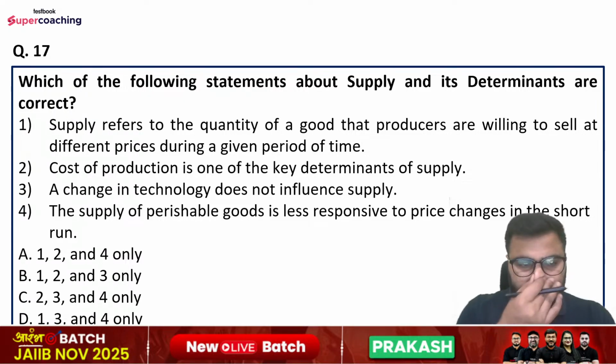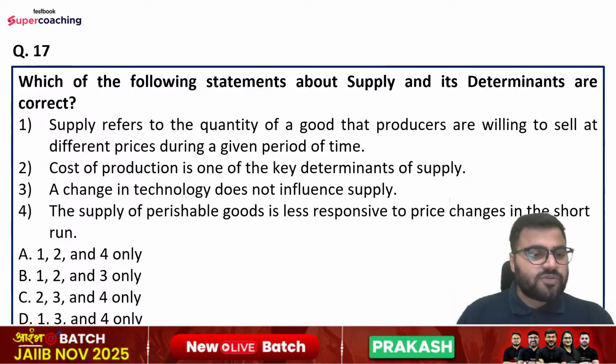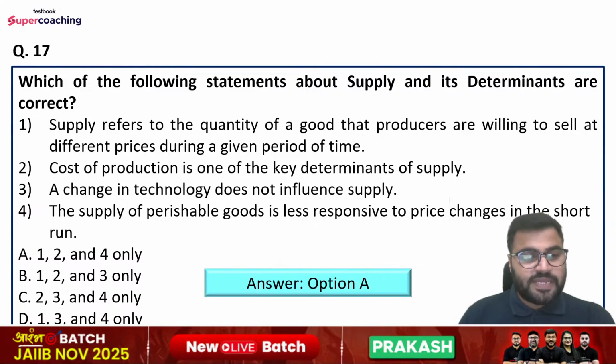So options are first, second, and fourth only, first, second, and third only, second, third, and fourth only, or first, third, and fourth only. So which of the following is correct? Right answer is option number A, that is first, second, and fourth only.